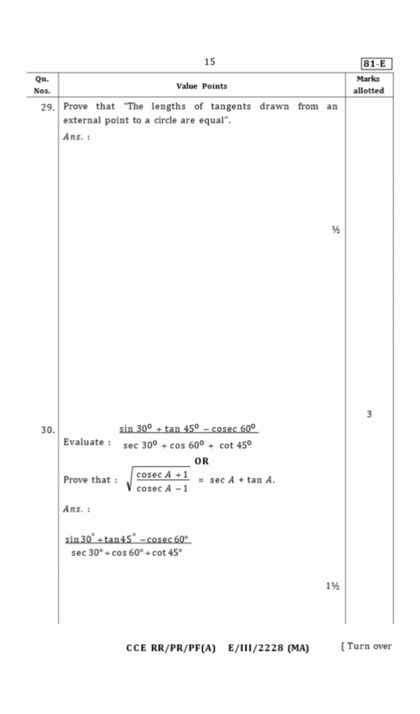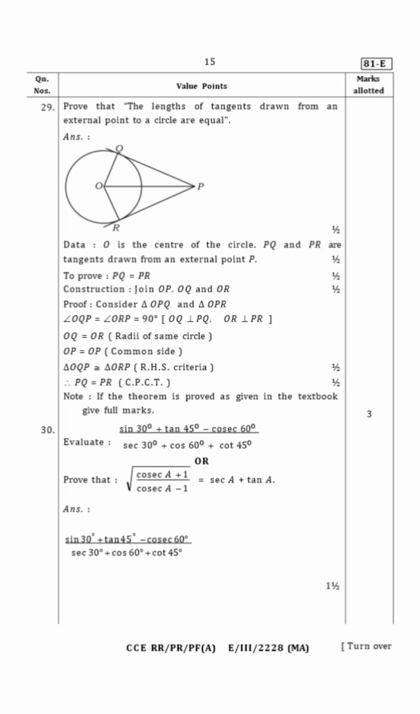Now the 29th question. Prove that the lengths of the tangents drawn from an external point to a circle are equal. This is a very important theorem. The question appeared in almost all the question papers. The figure has to be drawn like this, and we know each and every step. You have to write like this. You will get full marks.